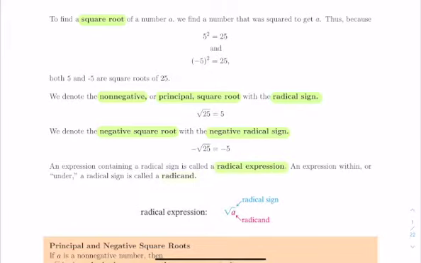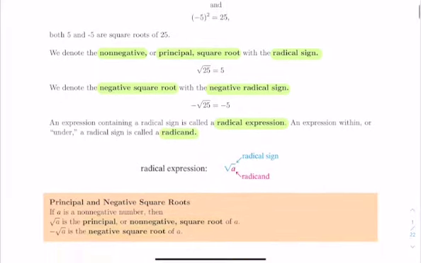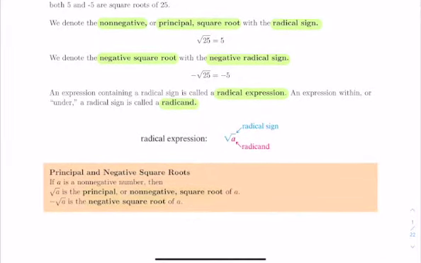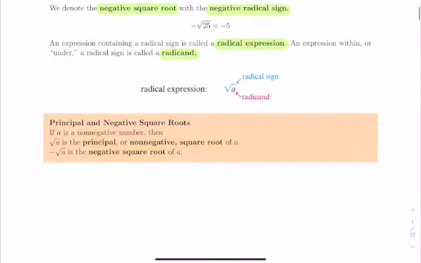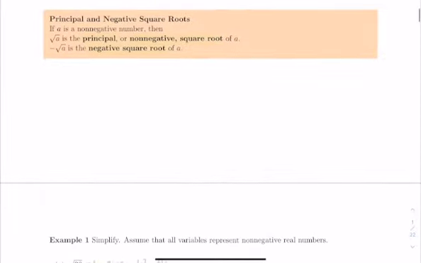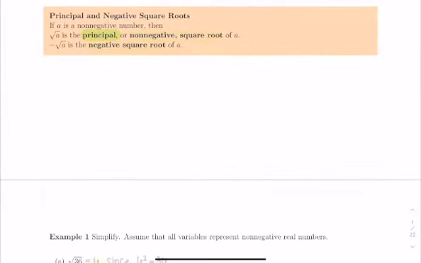An expression within or under a radical sign is called a radicand. So the radicand is whatever appears underneath our sign, and then the actual sign is just the radical sign. If a is a non-negative number, then the square root of a is the principal or non-negative square root of a, and the negative square root of a is just the negative of that.